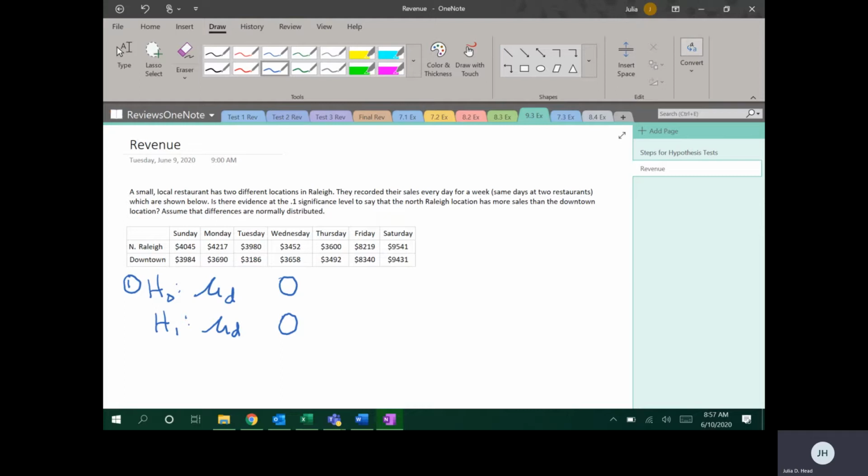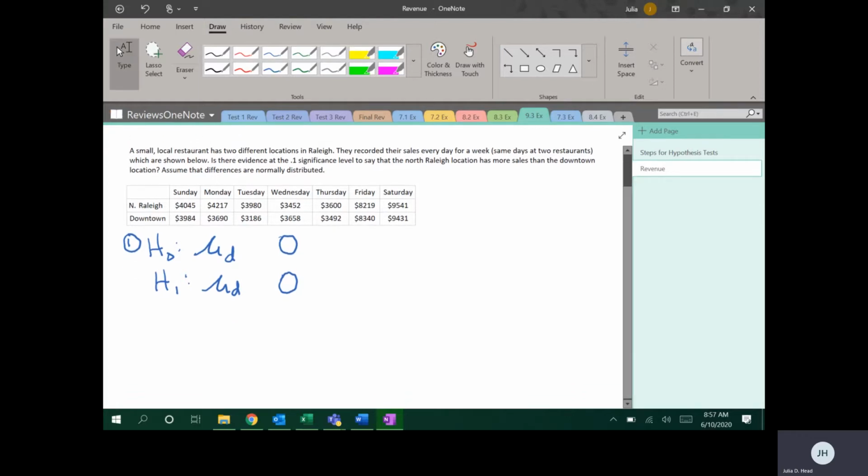Now, to figure out how we're comparing it, we need to do an extra step, something you haven't done in any of the previous hypothesis tests. Sometimes this will be done for you, and sometimes you will have to do it. And that is to define mu d. It is a difference of means. Now, in this particular case, I'm going to define mu d to be the North Raleigh location's mean minus the downtown location's mean. Notice I'm using a capital D for downtown, not little d for difference.